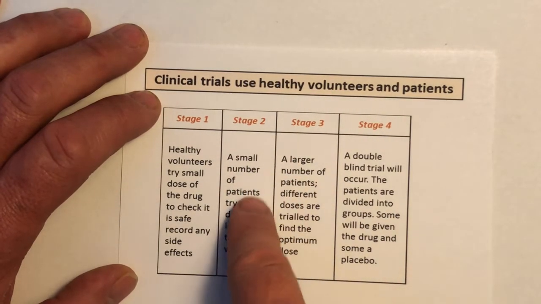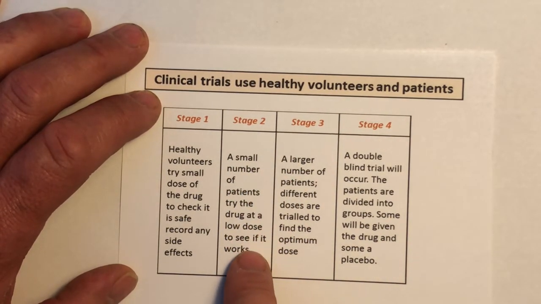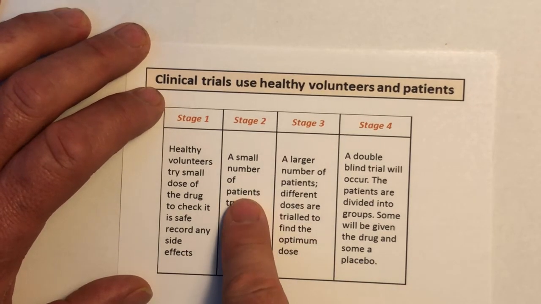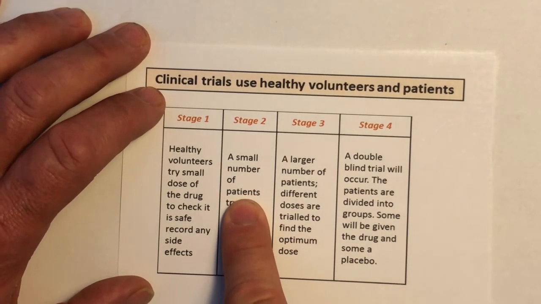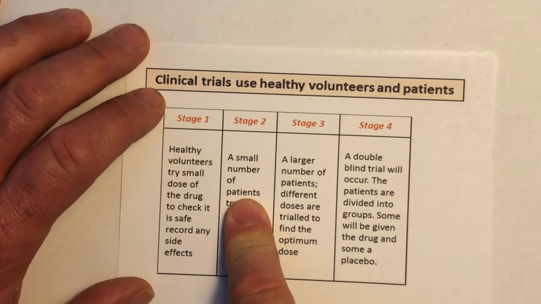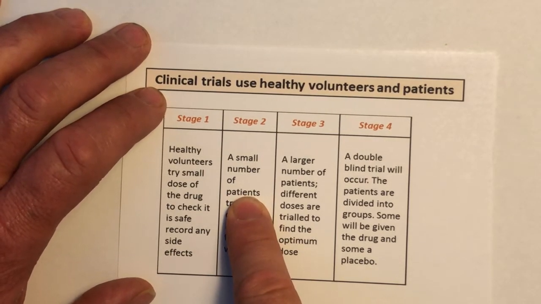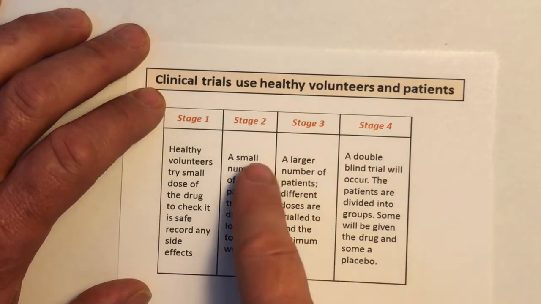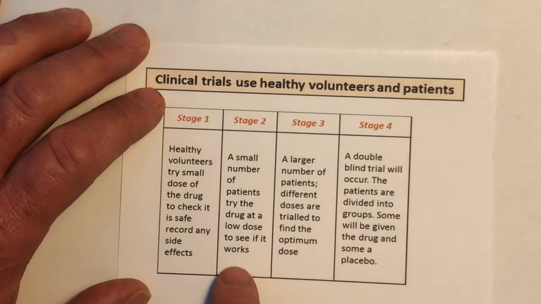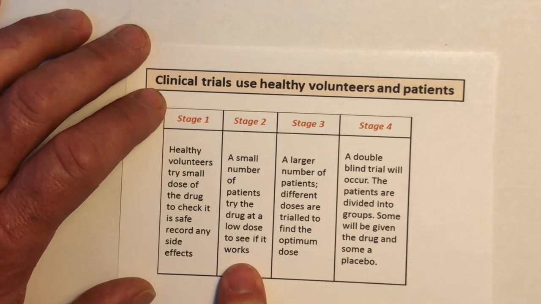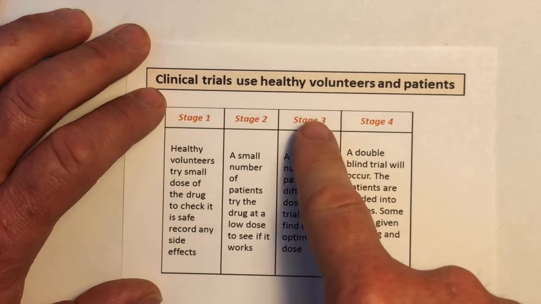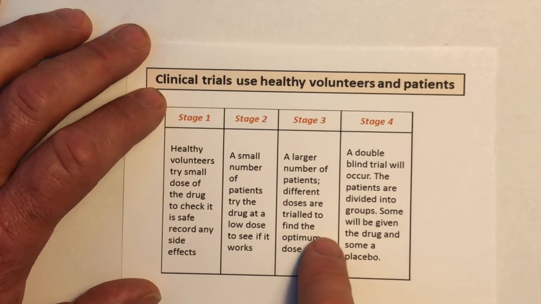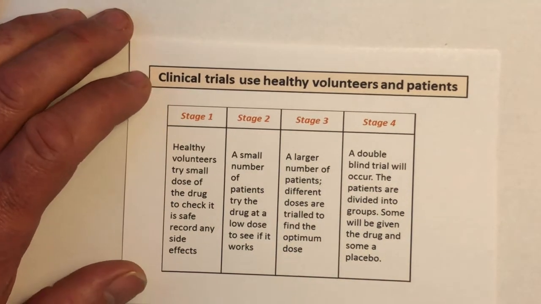Stage 2 is a small number of patients try the drug at a low dose to see if it works. So now what we're doing is we're talking about patients. These are then the people that have actually got the disease, the affliction, or however we want to term it. Once stage 2 has gone through, to see if it actually has any impact at all, then there'll be stage 3: a larger number of patients, and different doses are trialled to find the optimum dose.